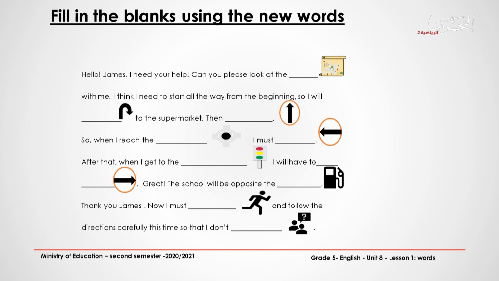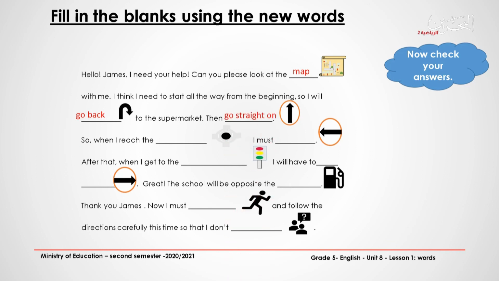Now, check your answers. Map. Go back. Go straight on. Roundabout. Turn left. Traffic light. Turn right. Petrol station. Hurry and get lost.